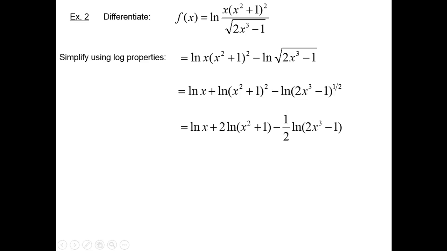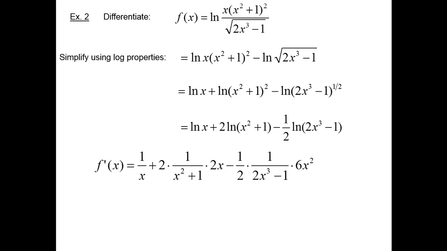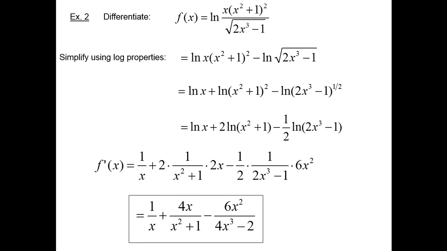Now that it's completely expanded, take the derivative using chain rules. Make sure you see all the parts. Natural log of x is just 1 over x. 2 times 1 over x squared plus 1 times the derivative of that, which is 2x, minus 1/2 times 1 over 2x cubed minus 1 times the derivative of that, which is 6x squared. We clean that up a little bit, we get this.